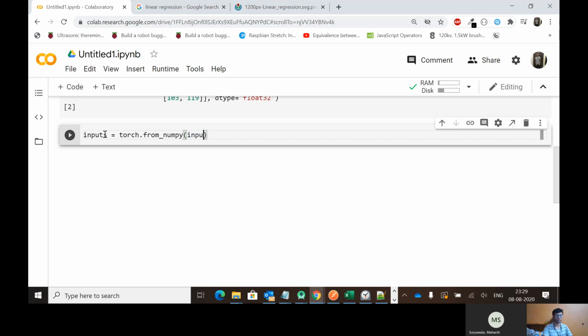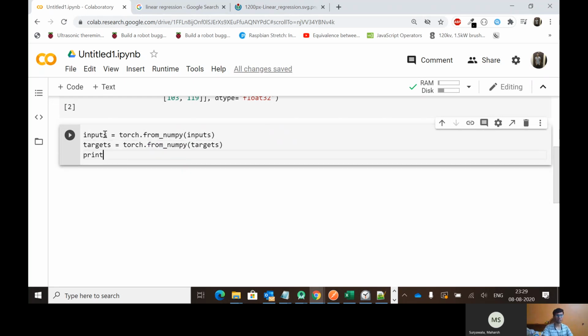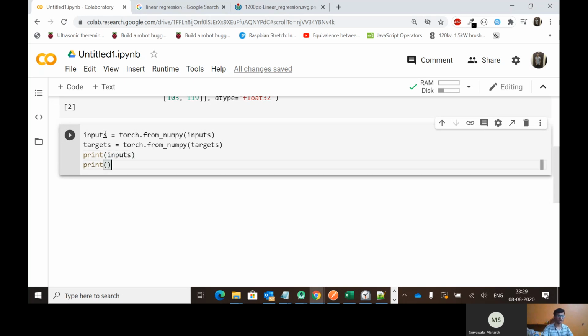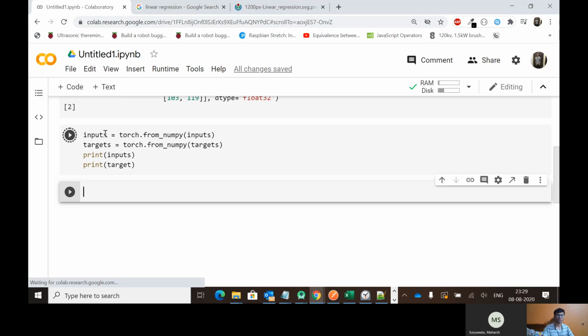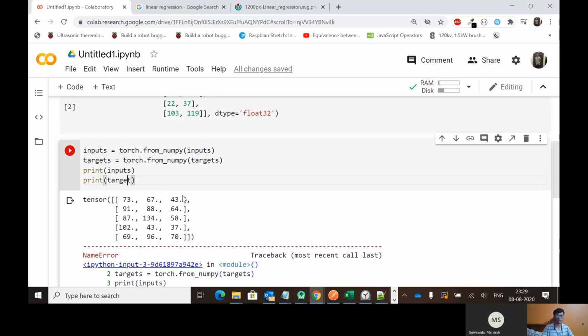So torch.from_numpy inputs, torch.from_numpy targets, and these will be the similar entries that we entered above. Just a minute, it's targets.